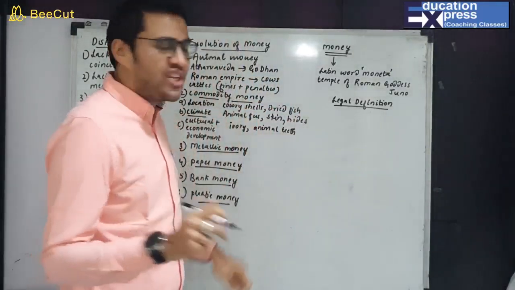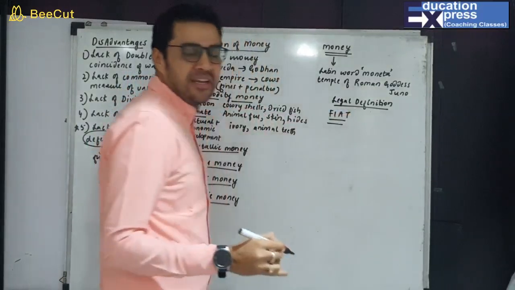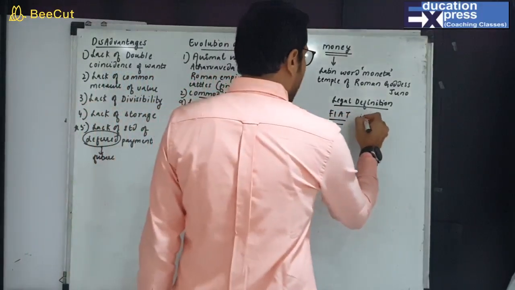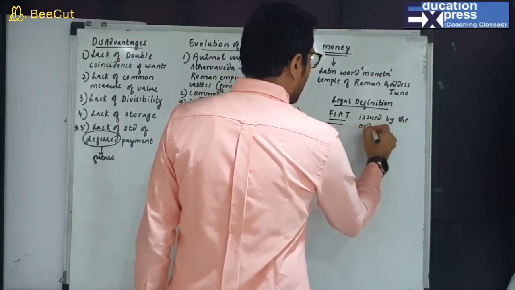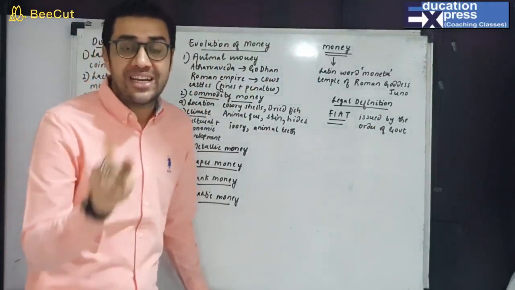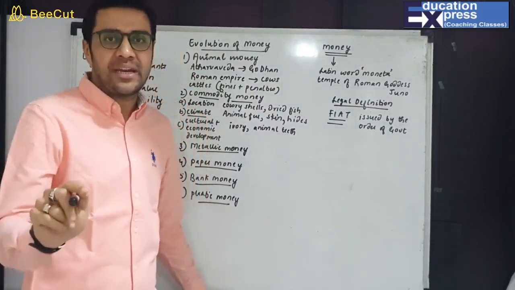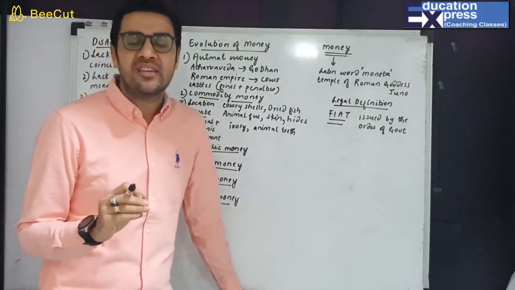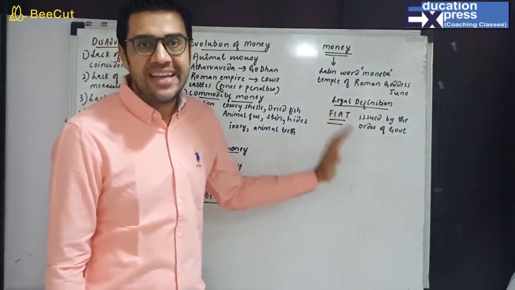This legal definition is also called fiat money. Why is it called fiat money? Because it is issued by the order of the government. That is why it is also called fiat money. It is not flat, please change that in your textbook. It is called fiat money, F-I-A-T. So the legal definition says that anything which the law prescribes or anything which is prescribed by the government is called money according to the legal definition.